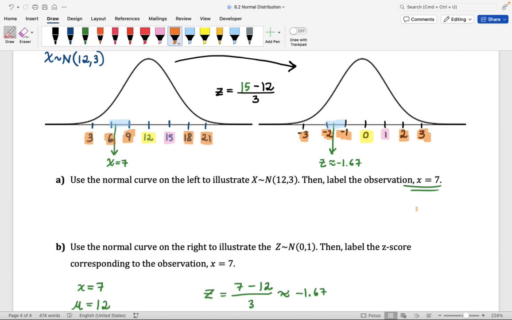Okay. This is the end of our lesson. You can think of this lesson as an introduction to normal distributions. In our next lesson, we're going to be talking about how to use normal distributions to calculate probability.